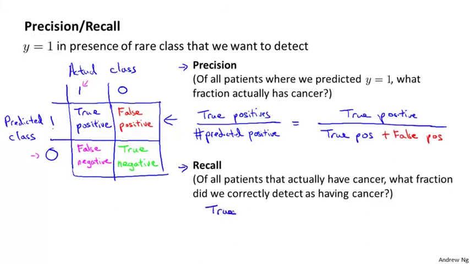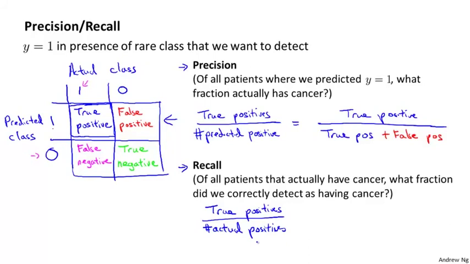Writing this down, recall is defined as the number of true positives, meaning the number of people that have cancer and that we correctly predicted have cancer, and we divide that by the number of actual positives. So this is the number of actual positives, of all the people that do have cancer. What fraction did we correctly flag and send for treatment?